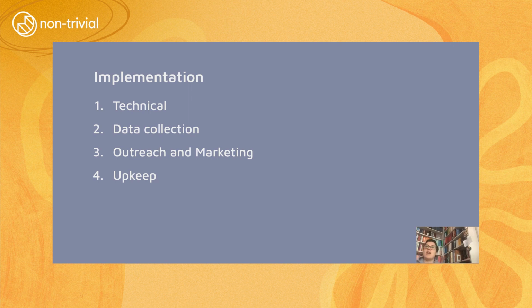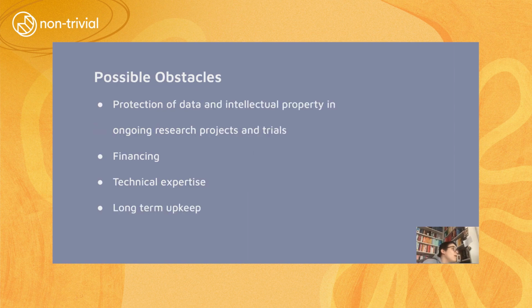The third step is outreach and marketing, getting this database there so people can use it, so people can continue to add their own ideas and so it keeps growing. And the fourth would be upkeep, so keeping on updating it, making sure it's debugged, so on and so forth. Possible obstacles. Yeah, you can all read. Those are the possible obstacles. That's it.